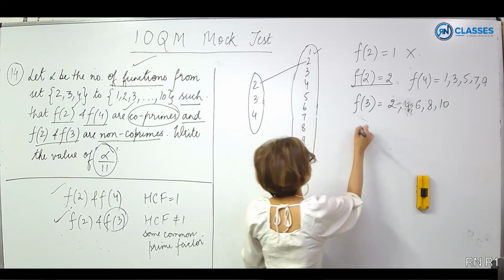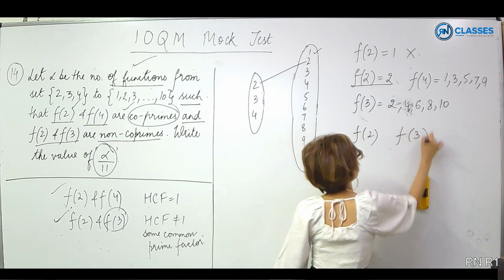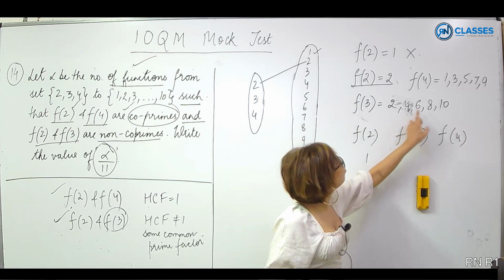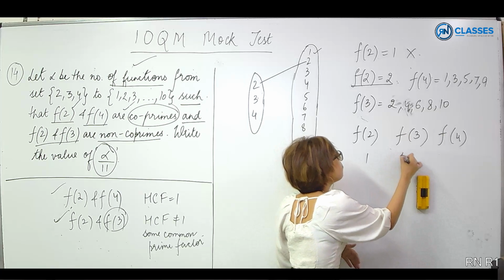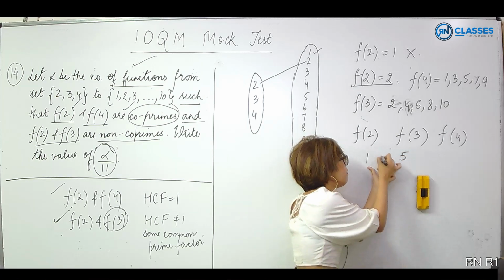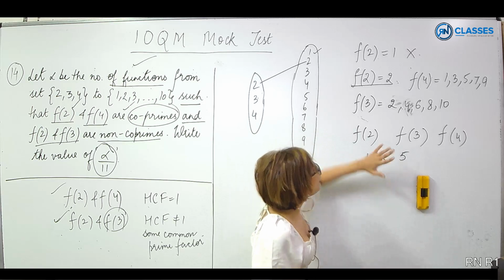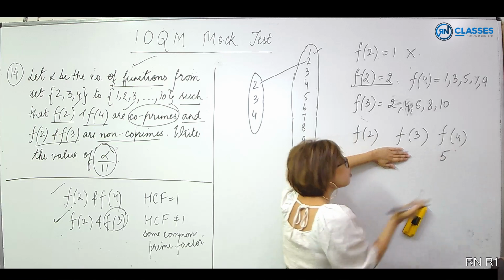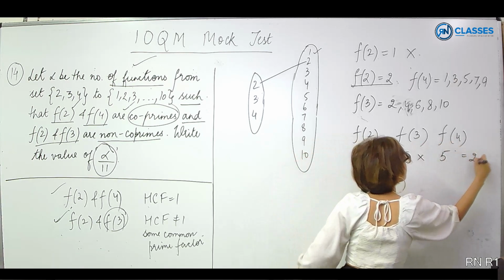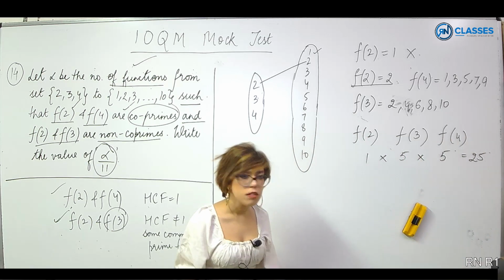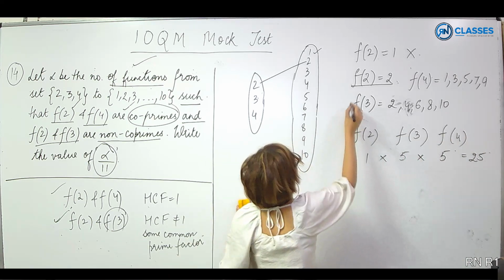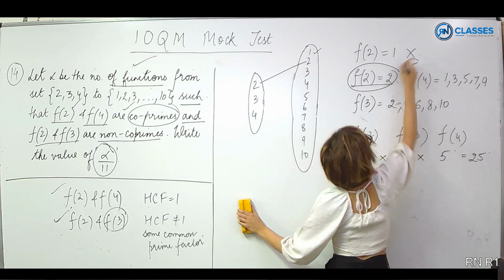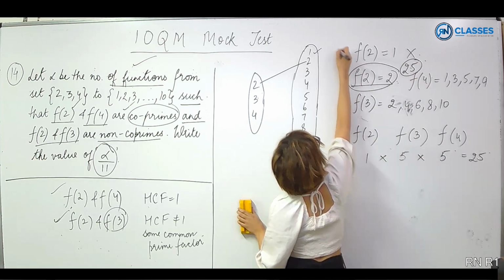F of 2 is 6. So, only one way to fill this? Right. F of 3, 1, 2, 3, 4, 5. 5 ways to fill it. Corresponding to this, I have 5 choices. So, in total, 5 choices. Right? Corresponding to each filling over here, I have how many choices? 5 again. Right? So, in total choices would be 25. Right? Simple. Now, this case is done. When f of 2 is equal to 2, I have how many functions? 25. Right? So, this was case number 1, rejected.